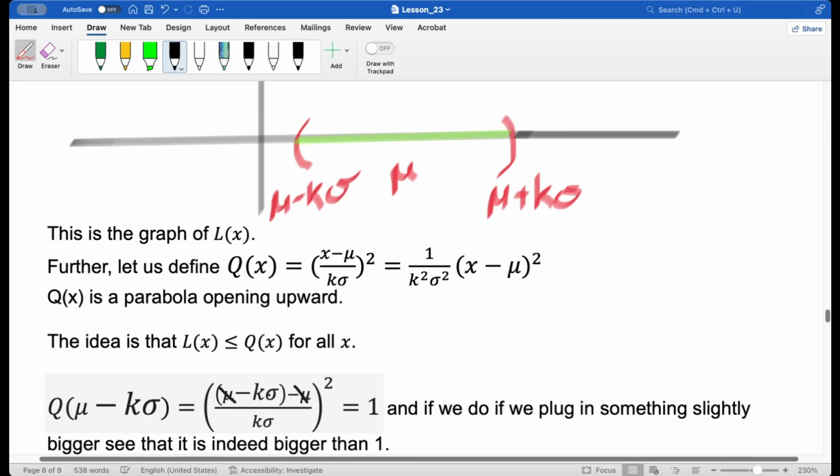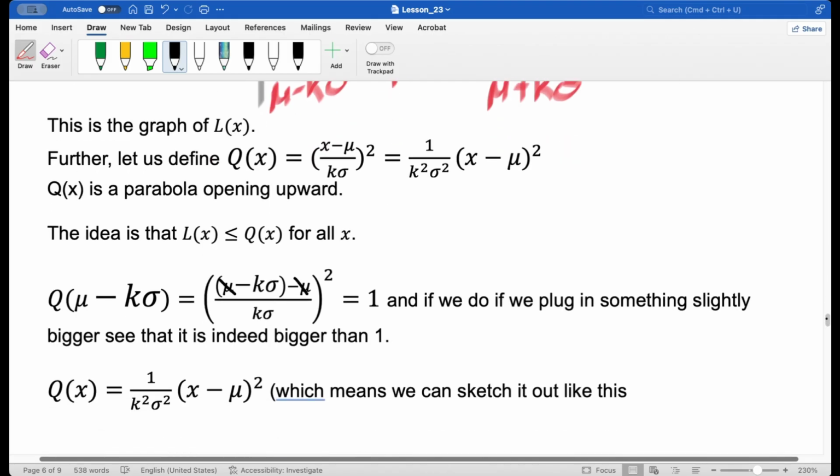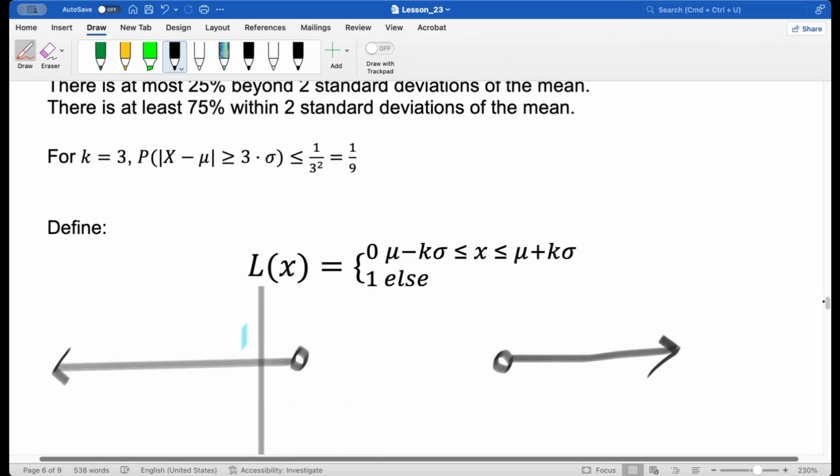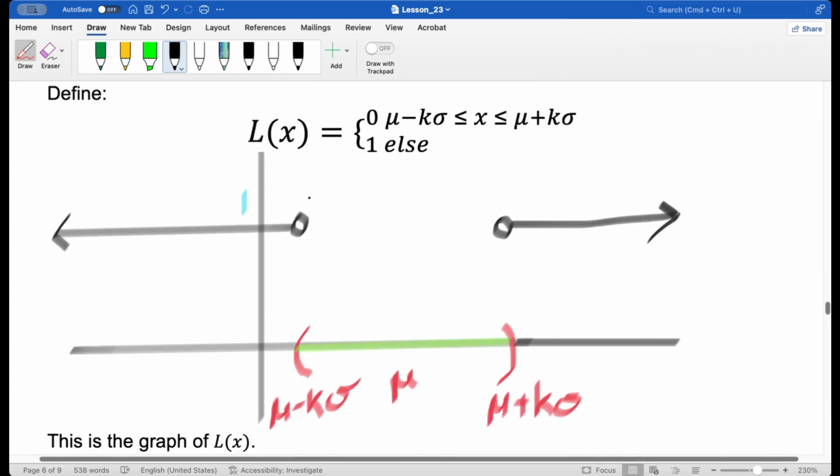We get a -1 here, negative k sigma over k sigma. -1 squared is 1. So we get that the q function is equal to 1 when we reach that threshold of mu minus k sigma. And so that means that it's going to cross through this open circle here at a height of 1 unit. And the same thing is going to happen at mu plus k sigma.